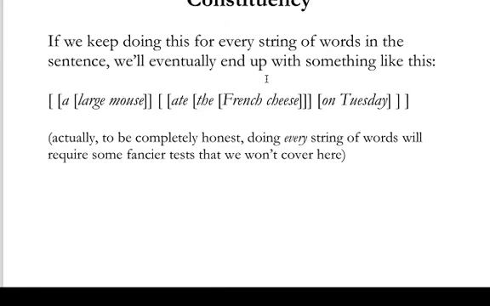So if I'm being completely honest here, doing every string of words in the sentence would require a whole bunch of fancier syntactic tests that we're not going to cover here. I'm just not going to get into it. But there are ways to argue for constituency, even for things that are not quite as straightforward as the noun phrases, verb phrases, and prepositional phrases I've been telling you about. So just for full disclosure, it would be a little bit more complicated than I've made it seem here.